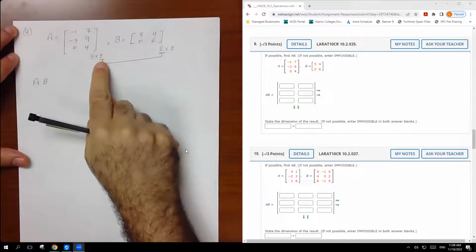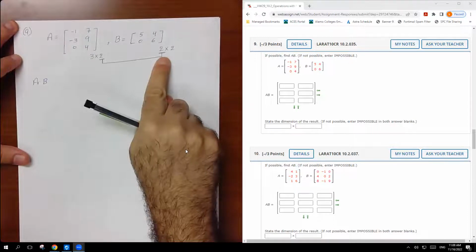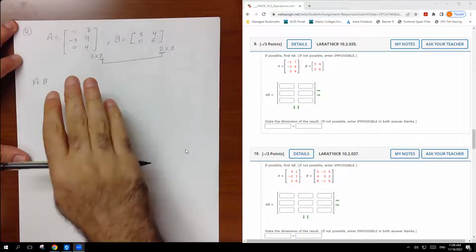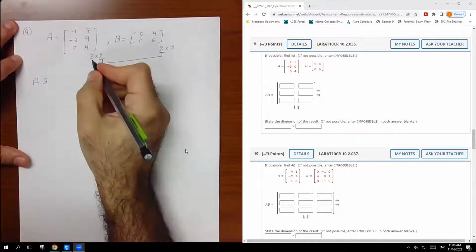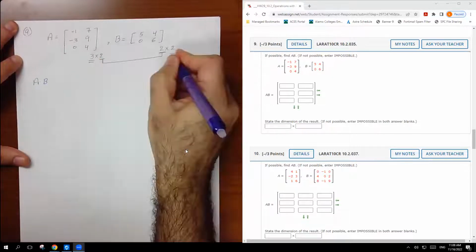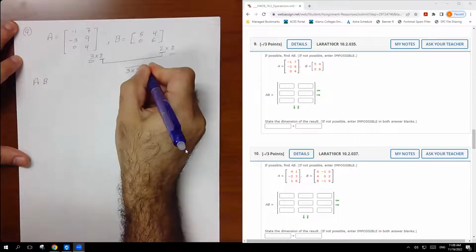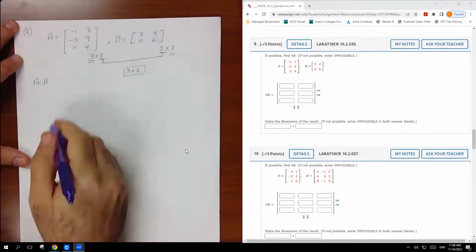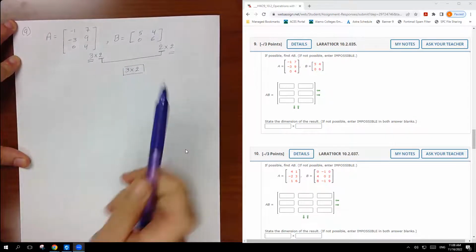The columns for the first matrix equal the rows for the second matrix. If you have exactly the same number, that means you can do the multiplication. If you have different numbers, you can't do the multiplication. The new matrix is going to be with dimension 3 times 2. This is the dimension for the new matrix. Because I can do the multiplication, now I can write down the dimension. So I'm going to keep in my mind, I have to get 3 rows and 2 columns.